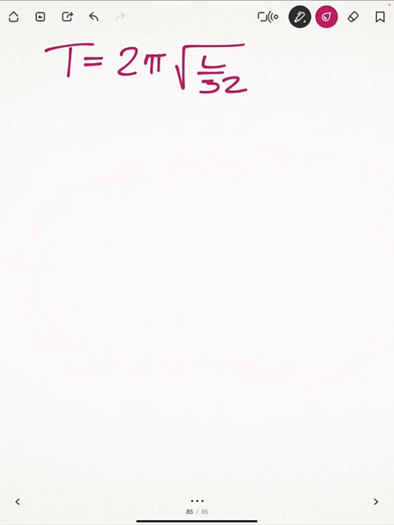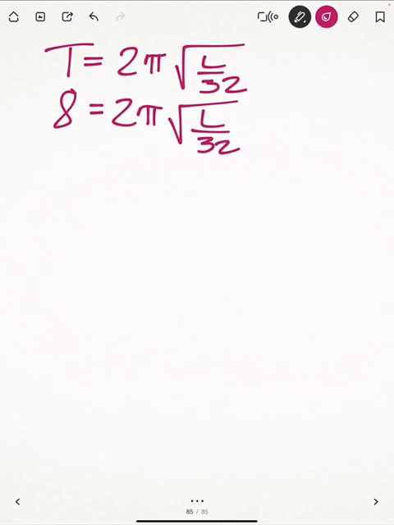So I timed the swing of the pendulum with my watch and found that it took 8 seconds for the pendulum to complete a full cycle. Help me figure out the length of the pendulum in feet. All we're going to do is fill in the parts. So first of all, our time, or T, is going to be 8, and it's going to equal 2 pi times the square root of L over 32.